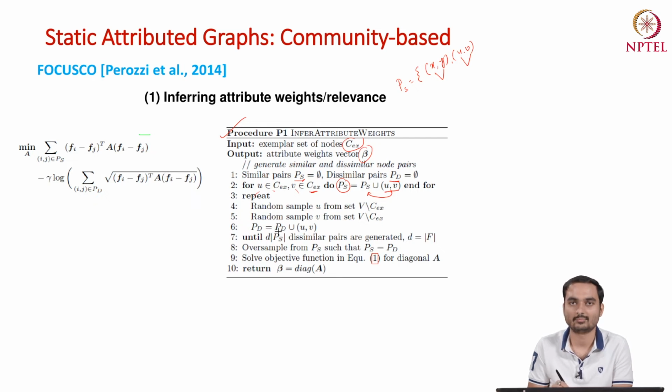And how do we populate P_D? We take all other nodes which are not part of C_EX, and similarly we take pairs, and then we populate P_D. But we try to create a P_D whose size would be much higher than P_S.